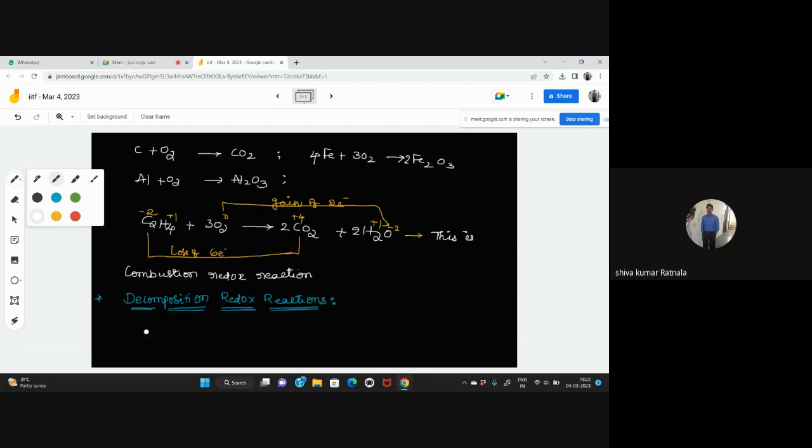Next, let me take an example. The compound name is potassium chlorate. When it is decomposed, it will form KCl plus 3O2. Find out the oxidation states and tell me where you observe a change.